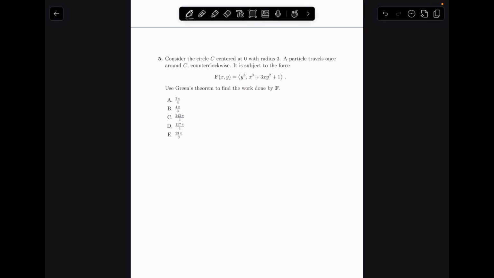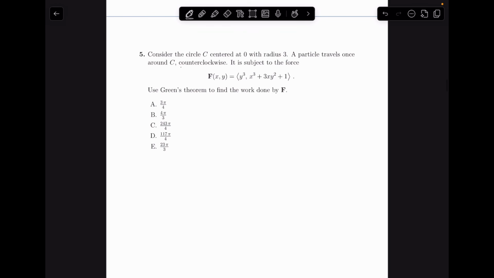Question 5, consider the circle C centered at 0 with radius 3. A particle travels once around C counterclockwise. Pretty important to note counterclockwise. It is subject to the force F of xy equals y cubed, x cubed plus 3x y squared plus 1. And we need to use Green's theorem to find the work done by F.